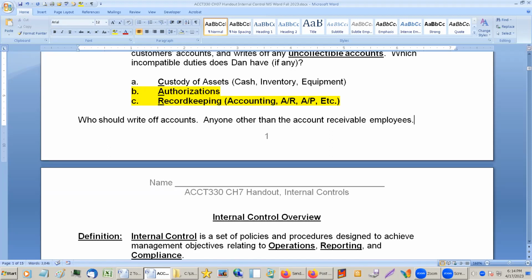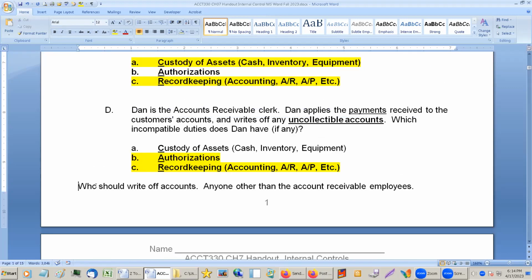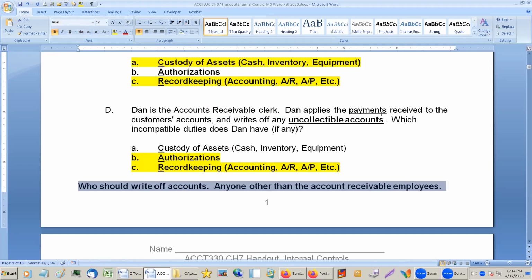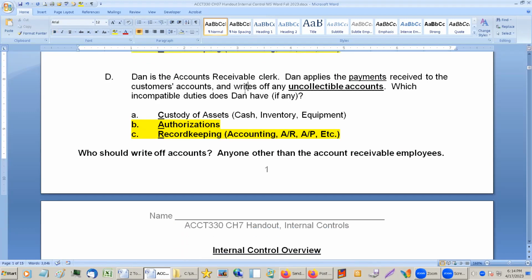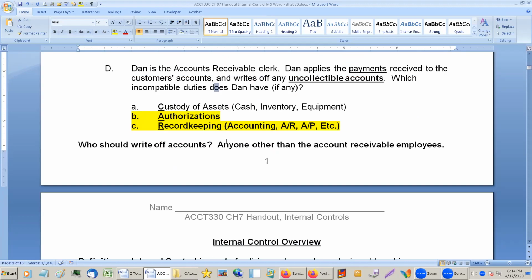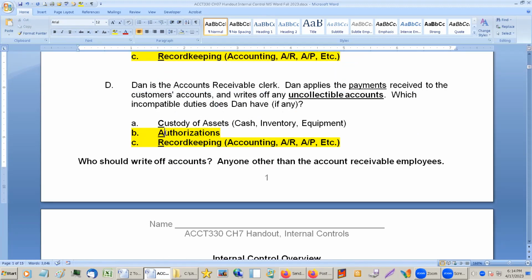It could be somebody in management. It could be someone who is not associated with the process of putting the payments on the books. Could it be someone in treasury? Yeah. Basically somebody who is not in the record keeping should be authorizing those kinds of things.